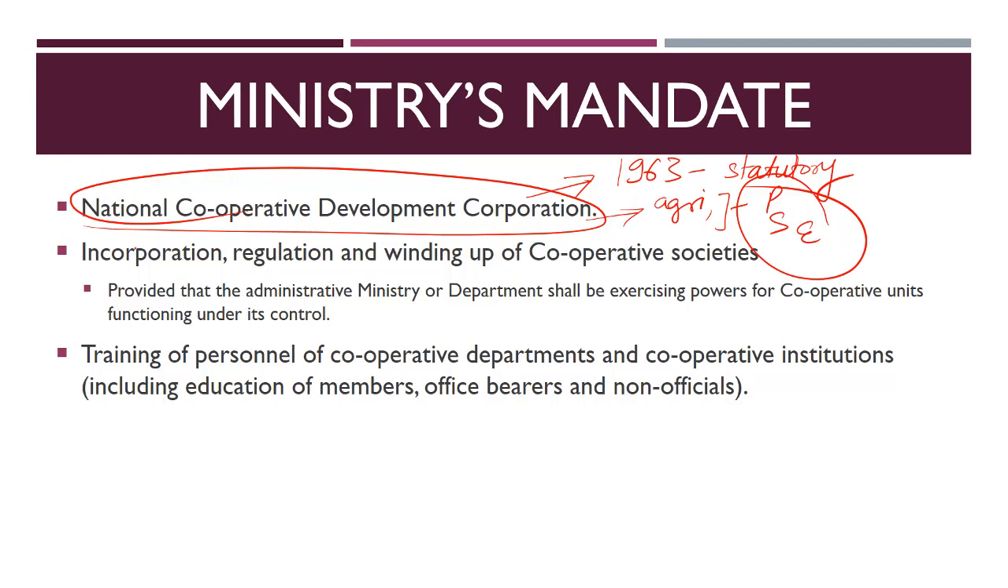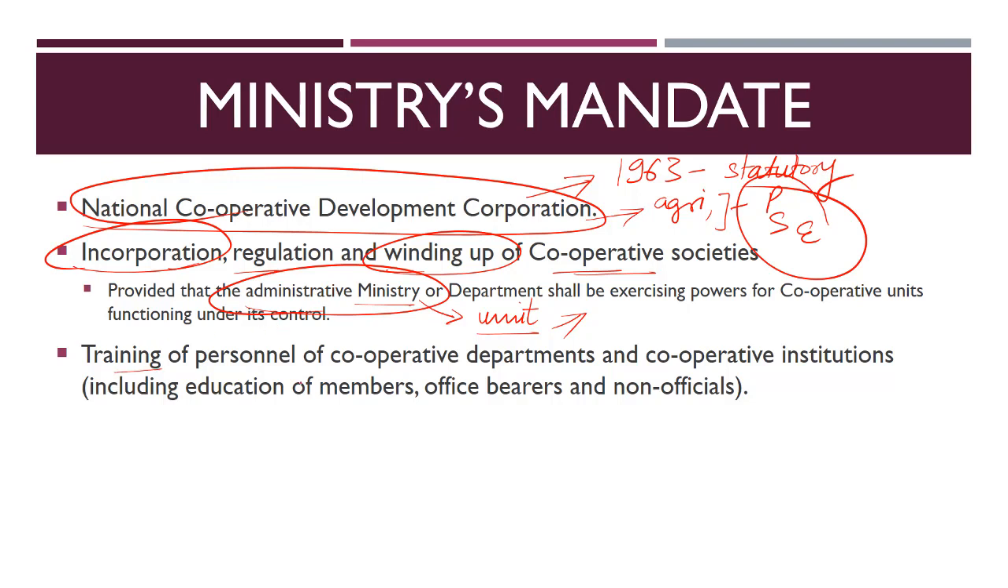Similarly, the ministry's mandate includes incorporation, that is formation of cooperative societies, their regulation, as well as if any cooperative society wants to close, then they can go to the ministry for easily winding up their operations. However, as I just told in the previous slide, the administrative machinery which has control over the individual unit will be looking at it itself. That is, the individual units will be managed or regulated by the respective administrative ministries.